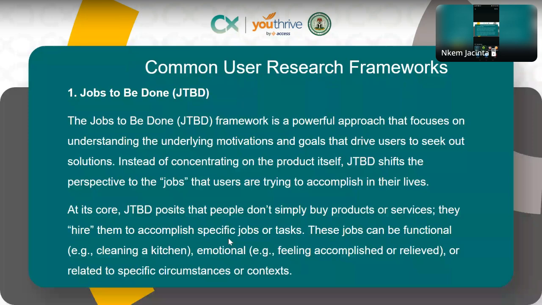All right. Instead of concentrating on the product itself, job to be done shifts its perspective to the jobs that the users are trying to accomplish in their lives, which is what I just explained, right? What I think they're trying to accomplish in their life. For example, now, for a lady who cooks a lot, and she always has people come over to her house, family members and things like that always come to her house.